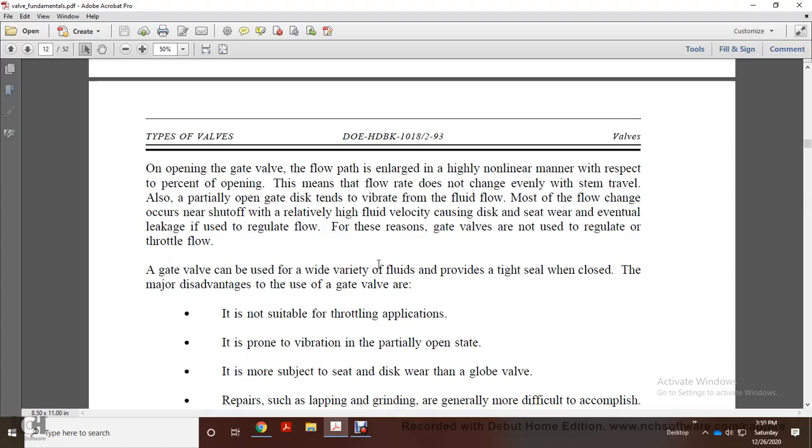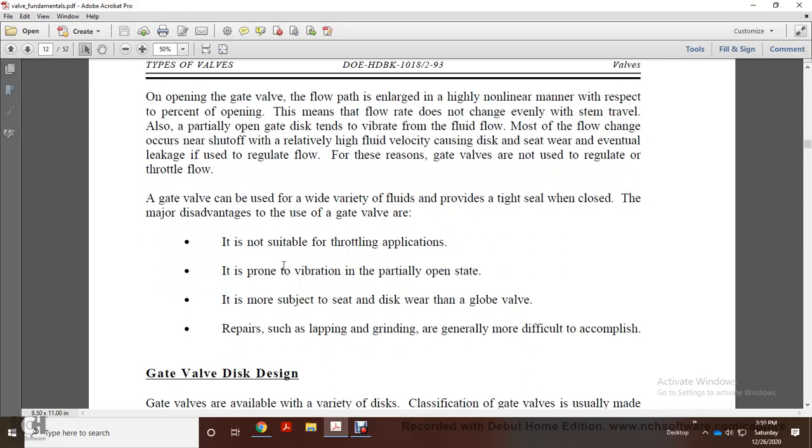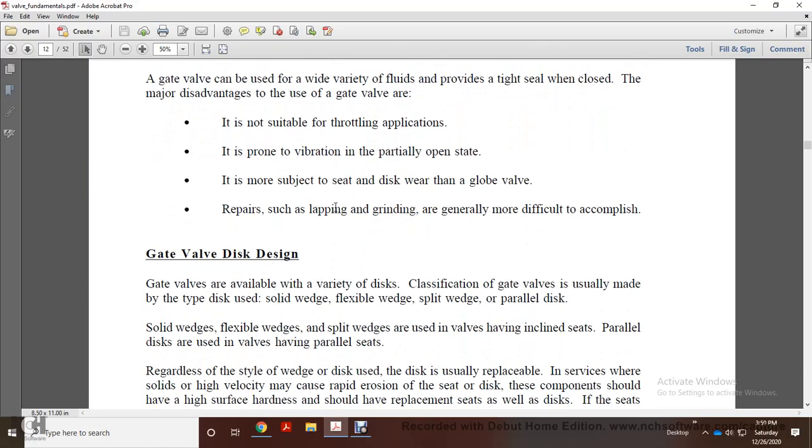A gate valve can be used in a wide variety of fluids, providing a tight seal when closed. The major disadvantages of the gate valve are that it is not suitable for throttling applications. It is prone to vibration in the partially open state. It is more subject to seat and disc wear than a globe valve. Repairs such as lapping and grinding are generally more difficult to accomplish.